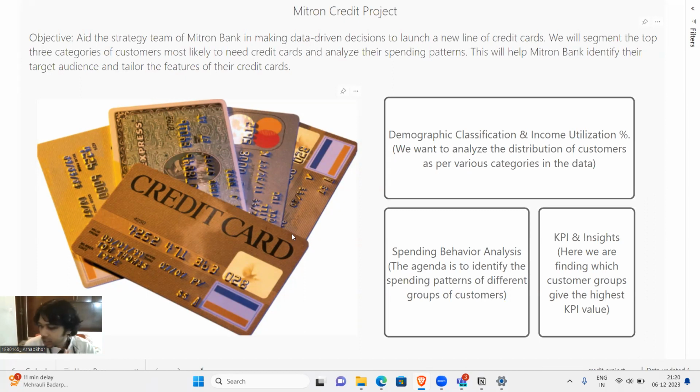So let me start off by sharing the problem statement with you. Essentially there's a bank called Mithron Bank and they are planning to launch a new line of credit cards. Mithron Bank needs some help with strategy: what are the ways in which they can promote their credit cards, and what ways can they help their existing customer base with these credit cards? That essentially is our problem statement.